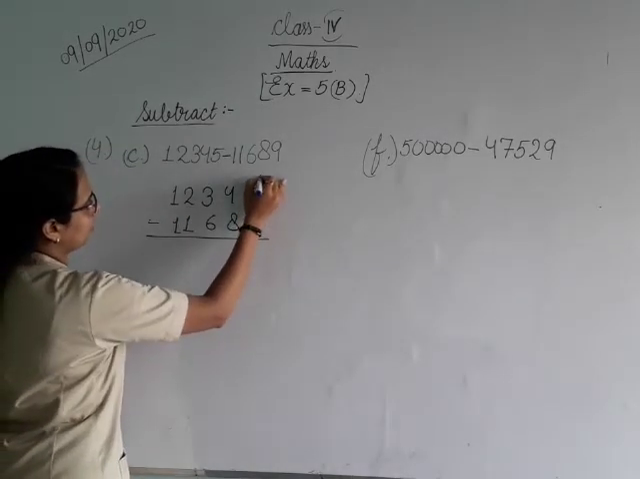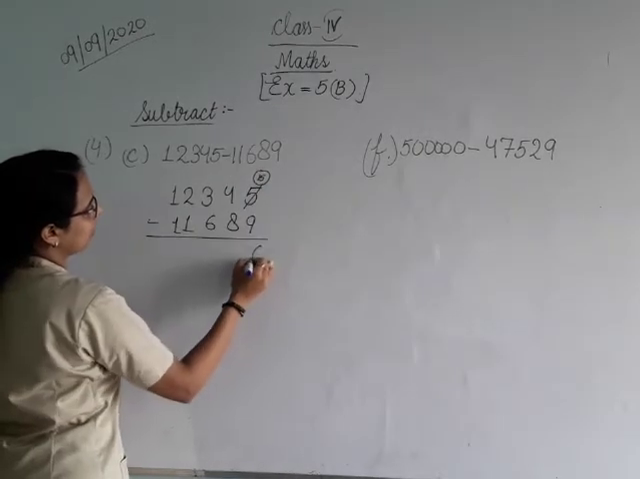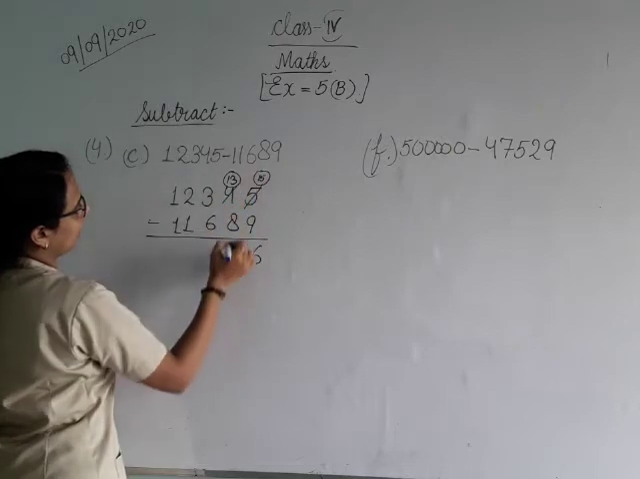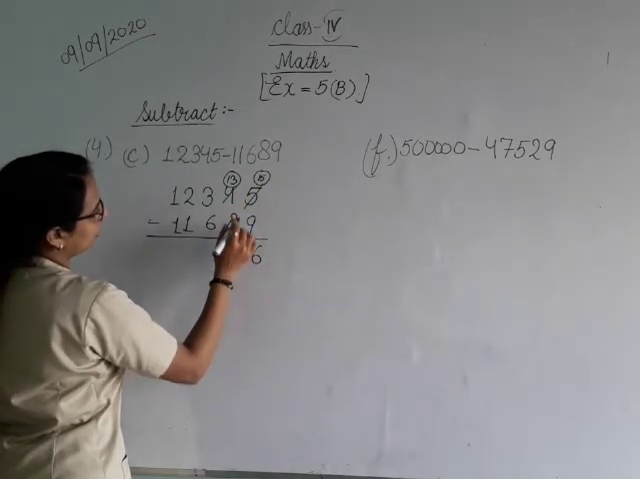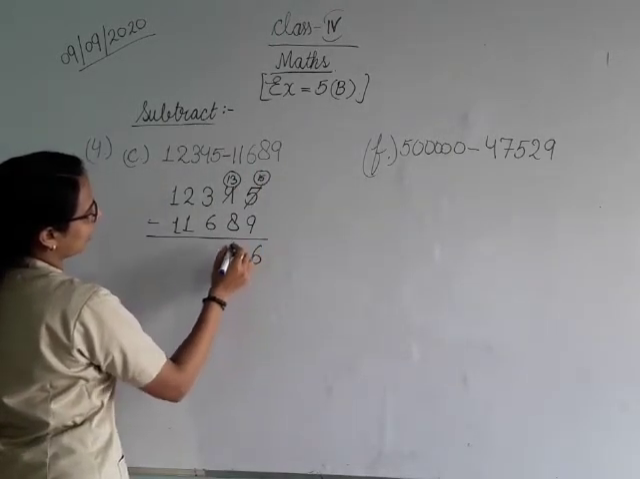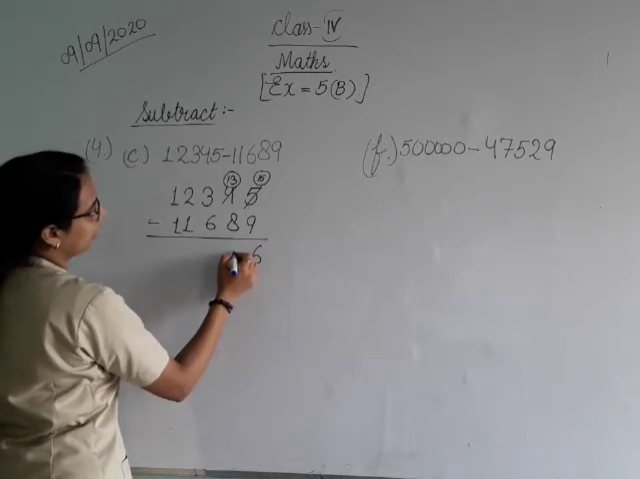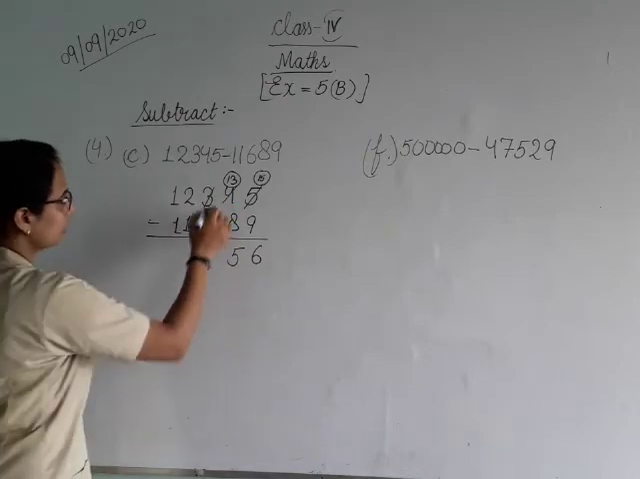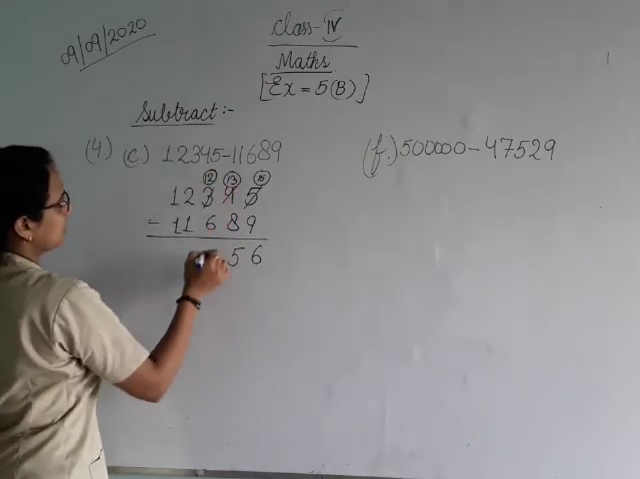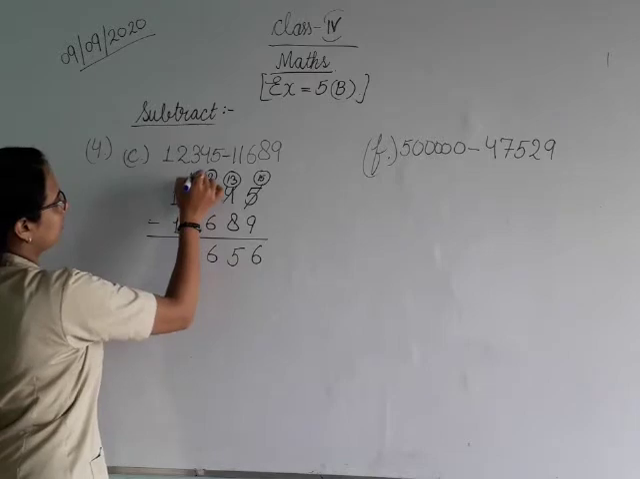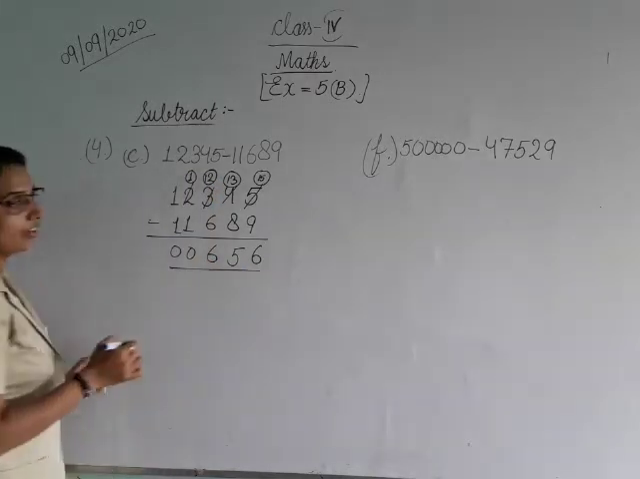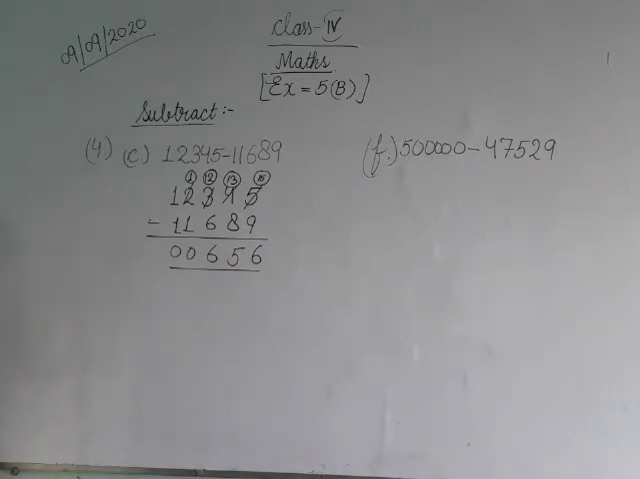Here will be 15 minus 9, 6. Then 13, 8. If you subtract 8 from 13, then 5. Then here 12, 6. Then 1, 0 and 0. Understood? So the answer is 656. Then what is the second thing we have to do? We have to check it.